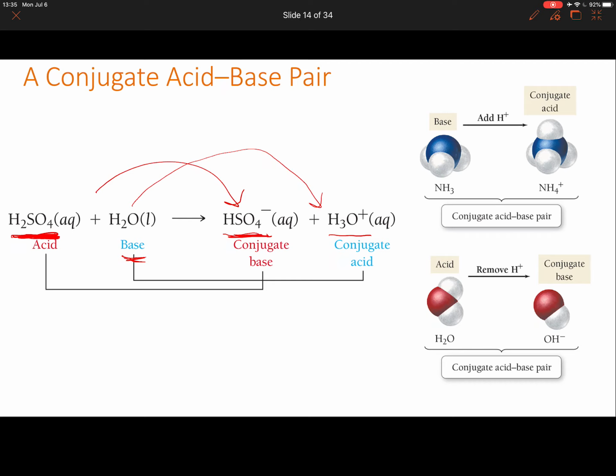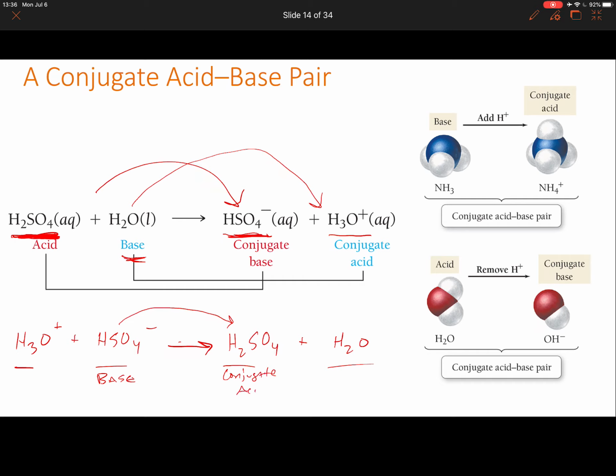If I was to write this equation backwards, let's just see what would happen. So I got H3O plus and HSO4 minus, and they form H2SO4 and H2O. I just want you to see how we would name these. So we would look initially to see what do we start with and what do we end up with. Who's losing a hydrogen, who's gaining one. It looks like HSO4 is going to gain a hydrogen to become H2SO4. So this is the base. And since this is the base, this guy's automatically the conjugate acid.